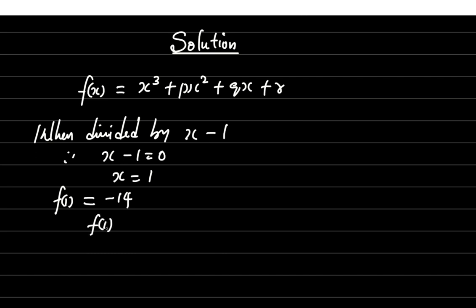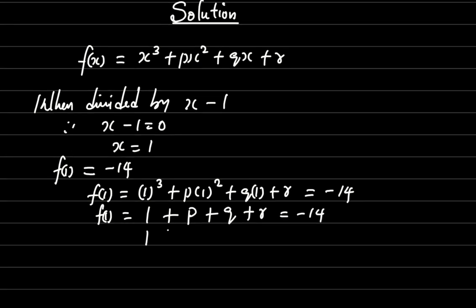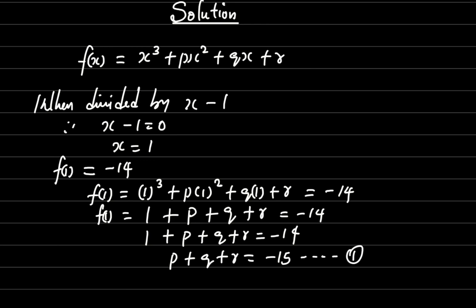So f of 1 now will be 1 all cubed plus p into 1 all squared plus q into 1, then plus r. So f of 1, of course, is going to be 1 plus p plus q plus r. Remember, this must be equal to minus 14. So we have 1 plus p plus q plus r is equal to minus 14, so that p plus q plus r is equal to minus 15. This is equation 1.